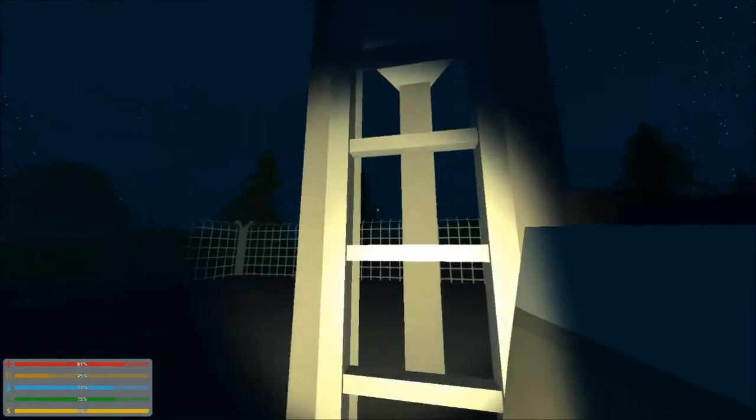Probably shouldn't, but I will. I'm going to see if there's anything up on this tower. Oh, no, that worked out nicely. Yeah, go for it. I picked up some other food.